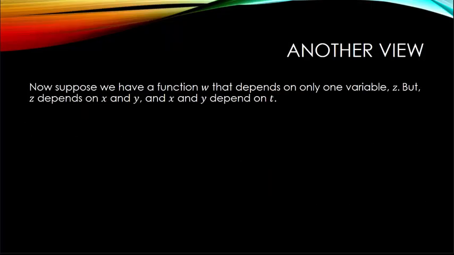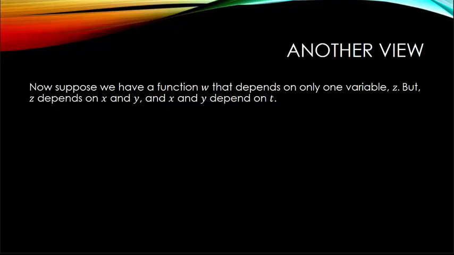Now suppose I have a function w that depends on only one variable, let's call it z, but z depends on two variables, x and y, which depend on the variable t. This tree diagram is a little bit different, and these diagrams can really help you clarify when you will use ordinary derivatives and when you will use partial derivatives.